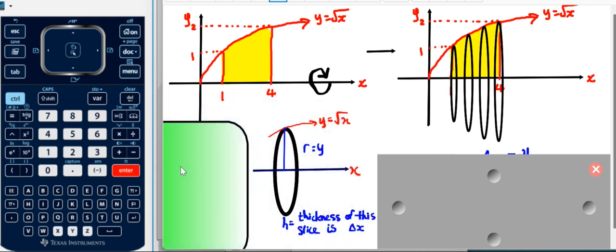So in this particular cylinder, because this is the x-axis, the radius is given from the x-axis up to the function. So in this case, it's just the value y at this particular point x. The thickness of this slice, or you can think of it as the cylinder, is going to be delta x.